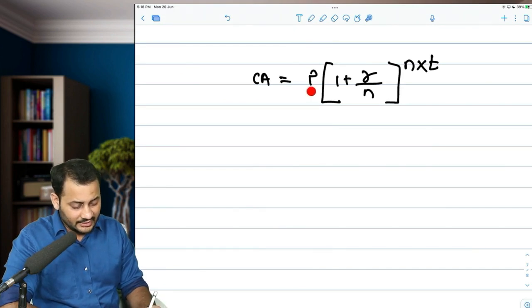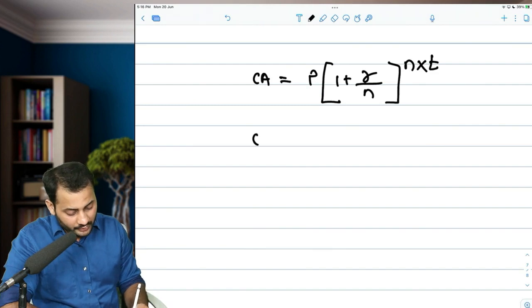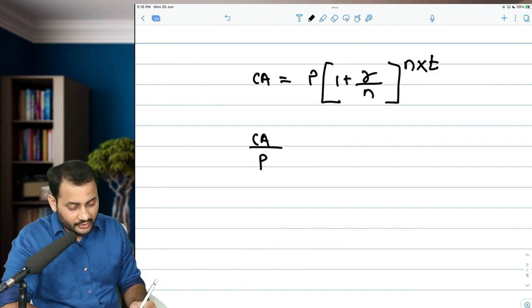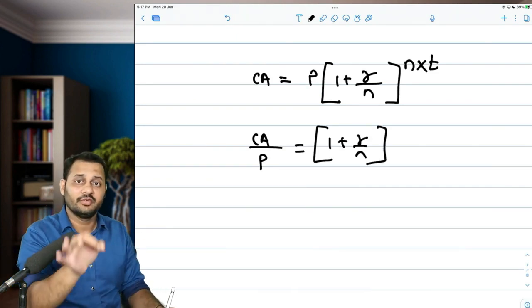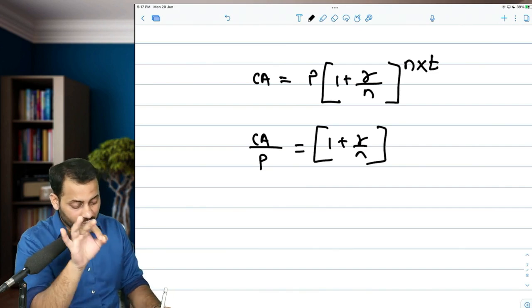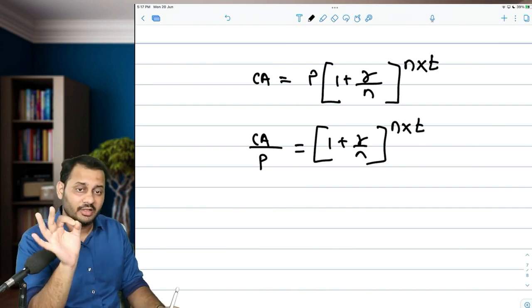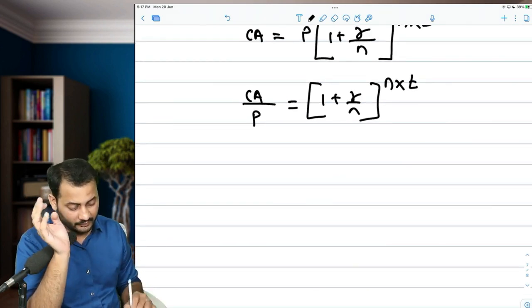And you can see that p is being multiplied here. So what we are going to do, the compound amount will go to the denominator on this side, and it will look like this: compound amount divided by principal equals 1 plus rate of interest divided by number of compounding in a year, to the power number of compounding in a year multiplied by time in years.